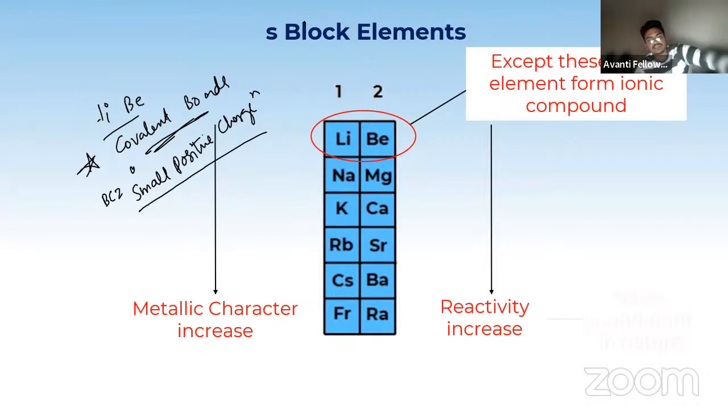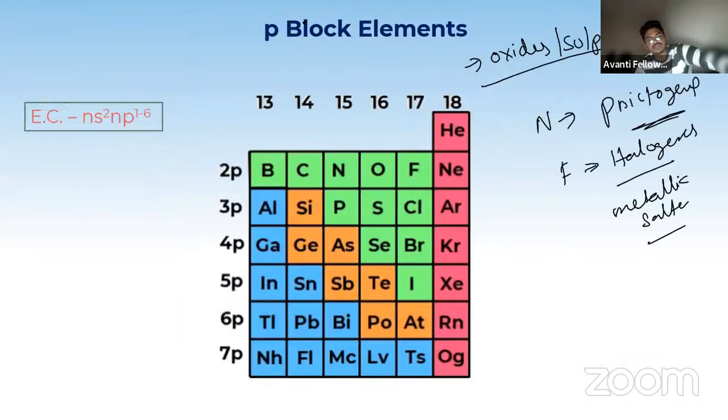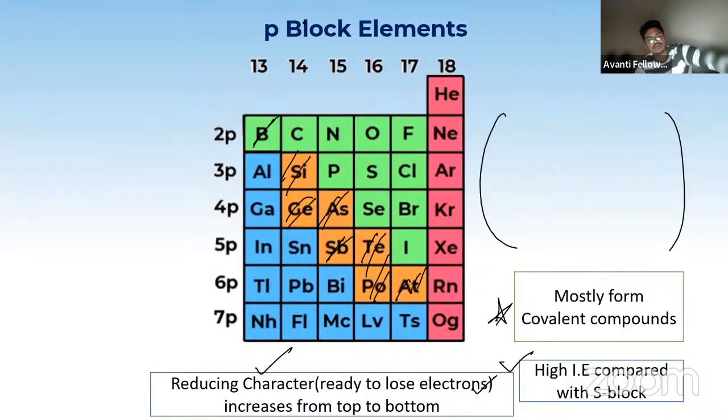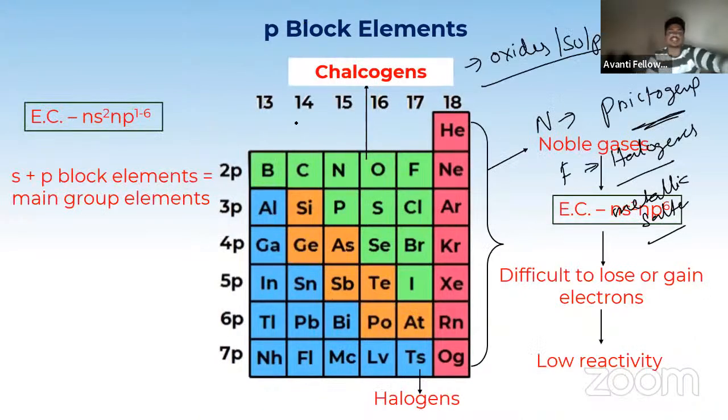Next, okay, p block elements. P block elements, we know the trick how to remember them. There are pnictogens, chalcogens, halogens. Pnictogens have a very pungent or choking smell. Chalcogens form oxides and sulfides, so that's why we call them chalcogens. And fluorine, chlorine, bromine, iodine, these all are halogens, meaning they can form sea salts or metallic salts.